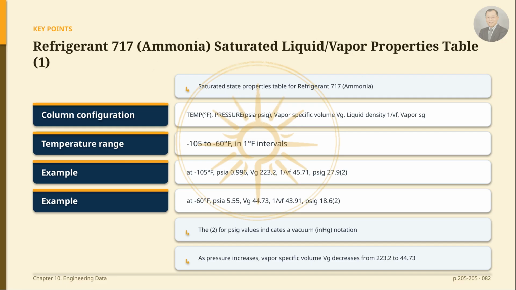The temperature range is listed in 1-degree increments from -105 degrees Fahrenheit to -60 degrees Fahrenheit. For example, at -105 degrees Fahrenheit, the pressure is 0.996 Sia. The vapor-specific volume Vg is 223.2, the liquid density is 45.71, and the Sig value is -27.9.